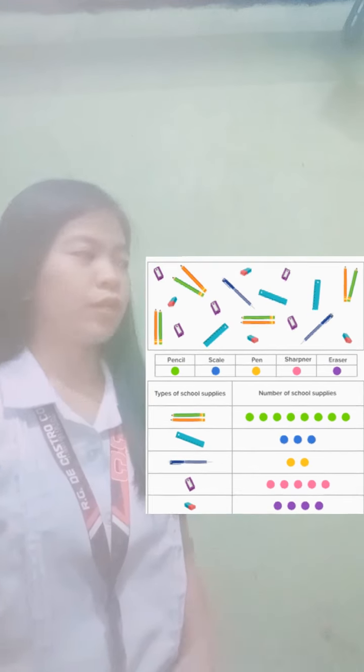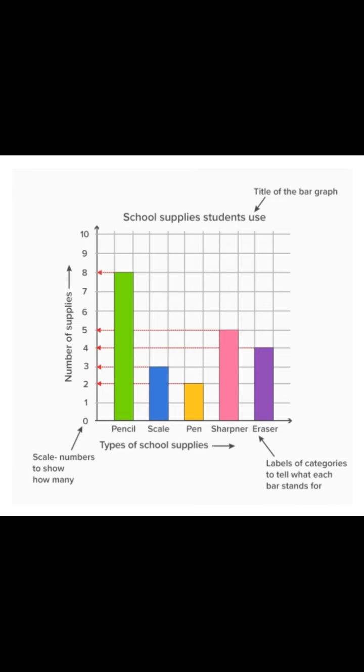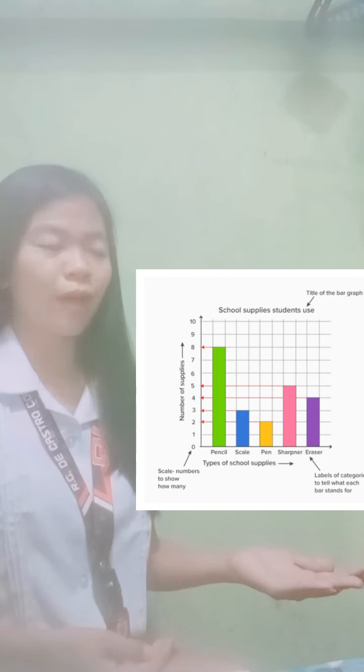We can begin by counting each of the supplies and putting the data in a table. As you can see, there are 8 pencils, 3 scales, 2 pens, 5 sharpeners, and 4 erasers. Now for the table we used earlier for counting the supplies the students use, here we can use the bar graph. This bar graph shows the different types and numbers of school supplies used by the students.